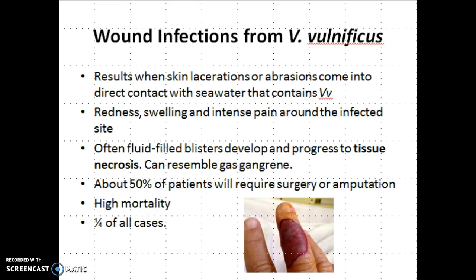It's worth mentioning wound infections as a particular category of illness, and you can have wound infections from V. vulnificus when skin lacerations or abrasions come into contact with the organism. You'll see redness, swelling, and intense pain, fluid-filled blisters, and you can get tissue necrosis or death. It can look like an illness called gas gangrene, and this is usually going to have to be resolved by amputation or surgical debridement. Very high mortality, and we see about a quarter of the cases of all Vibrio vulnificus illnesses are due to wound infection. It's a very serious concern.